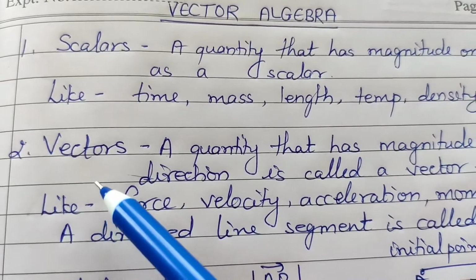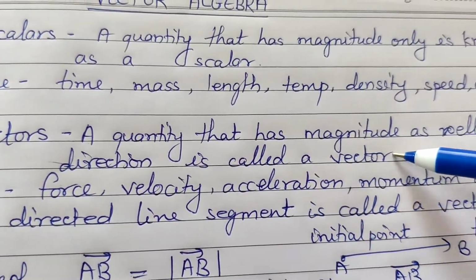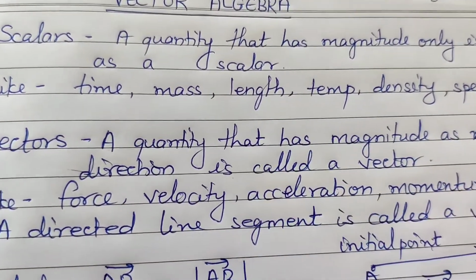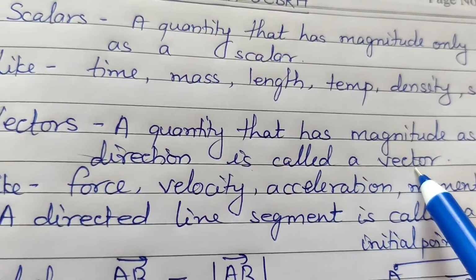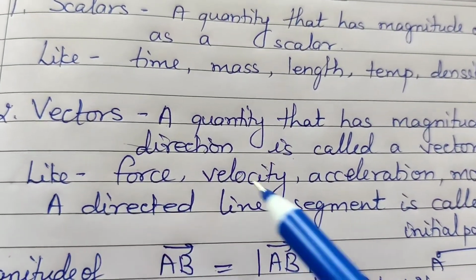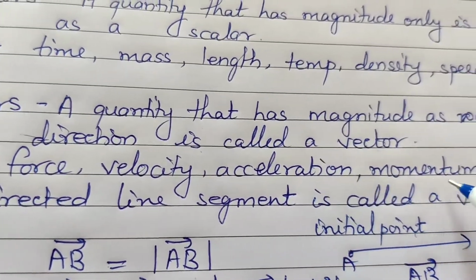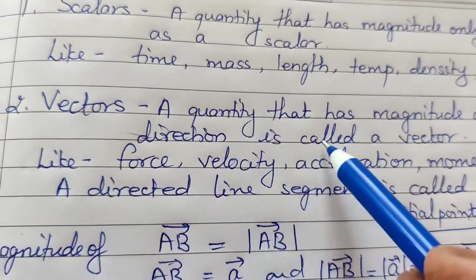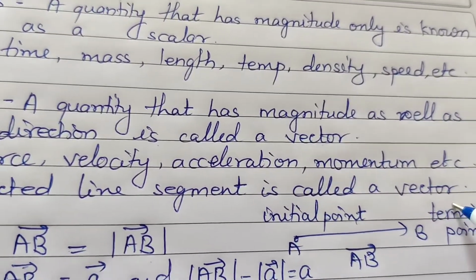But the vectors, a quantity that has magnitude as well as direction. Magnitude will be there and it will come with direction, so it is called a vector. Like force. Force is in this direction, velocity in this direction, acceleration, momentum, etc. are the vectors. A directed line segment is called a vector.